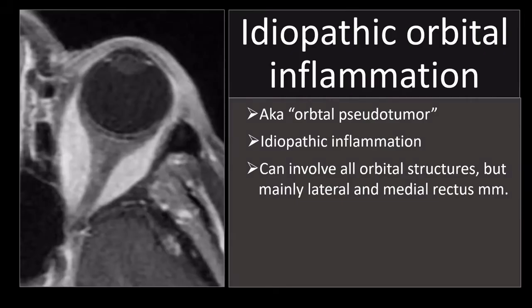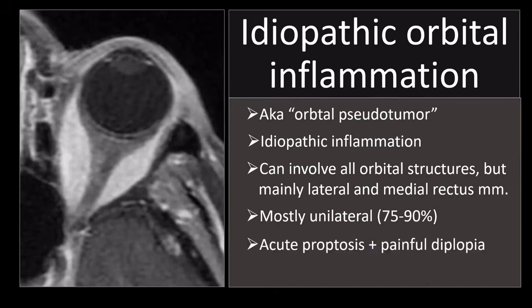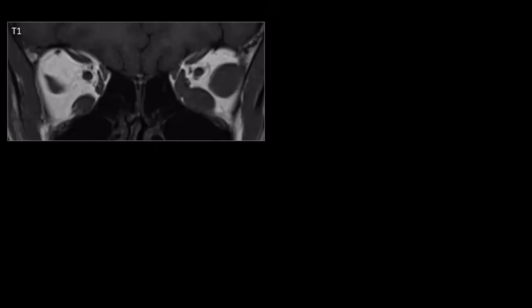And despite the fact that I'm showing you enlargement of the extraocular muscles, it's also important to keep in mind that this disease can involve all orbital structures, not just the extraocular muscles. But extraocular muscle involvement is the most frequent form of idiopathic orbital inflammation, and if extraocular muscles are involved, they are mainly the lateral and medial rectus muscles. This disease is mostly unilateral, contrary to thyroid eye disease, and has acute symptomatology and can be painful. Steroid treatment, however, generally leads to rapid improvement of both symptoms.